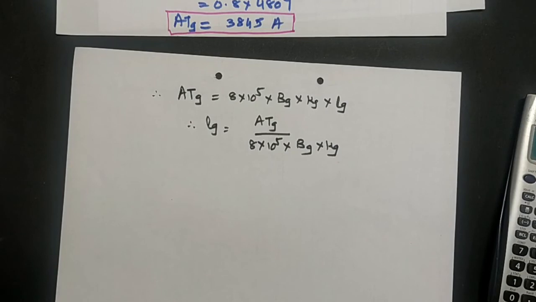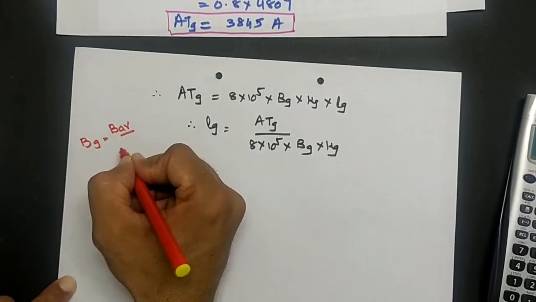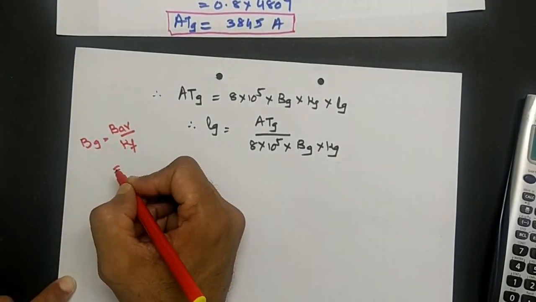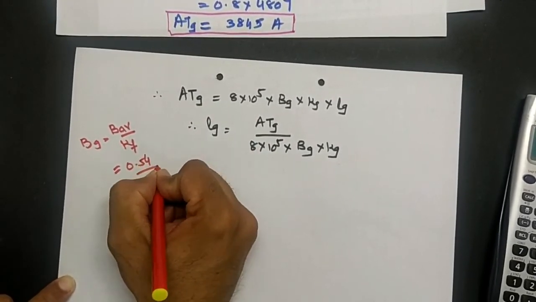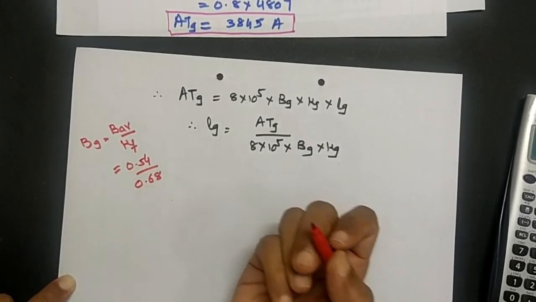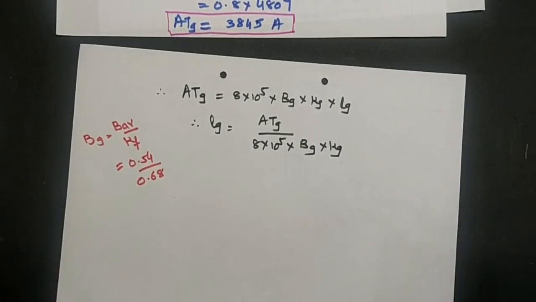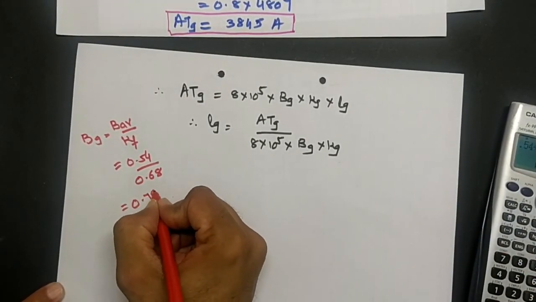At this stage Bg is not available, but for Bg we use this equation: Bav divided by the field form factor. Bav is 0.54, divided by Kf, which is given as 0.68. So 0.54 divided by 0.68 comes to 0.7941.